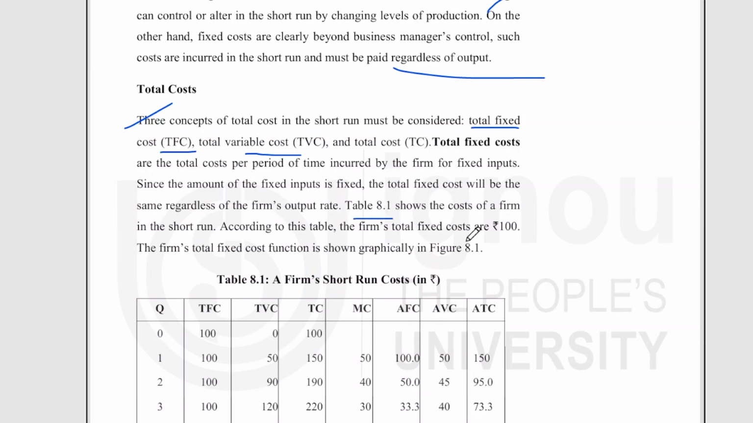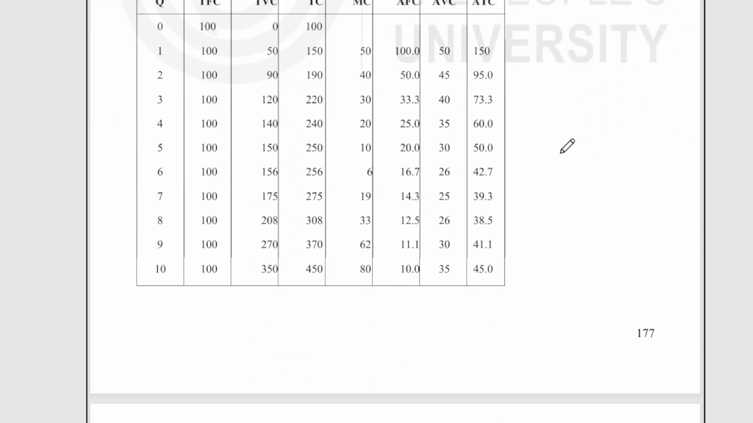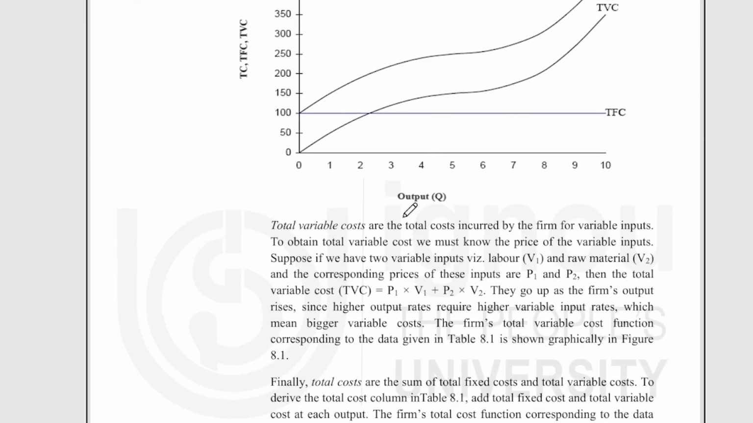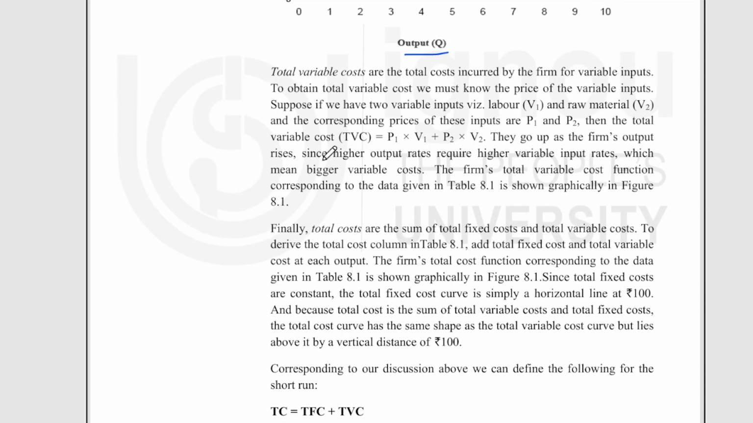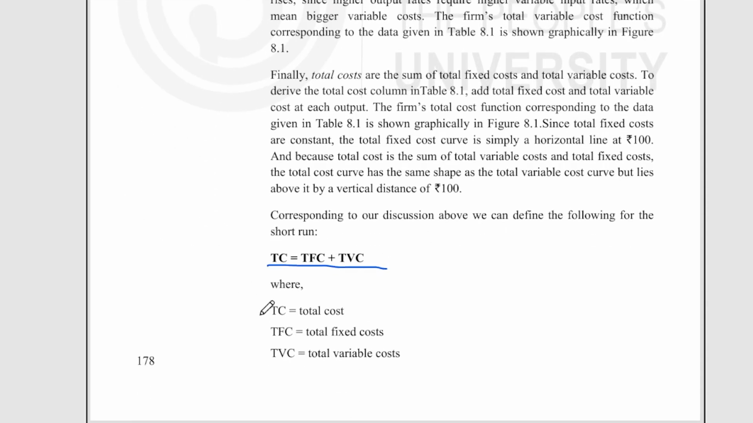And table 8.1 is here. So this is table 8.1: TFC, TVC, and TC, MC, AFC, AVC and ATC. This is a firm's short run cost. Please refer to this from your study material. And here, figure 8.1, the total cost curve, is shown, with output Q, and TC, TFC, TVC. And TC is equal to TFC plus TVC, where TC is total cost, TFC is total fixed cost, and TVC is total variable cost.